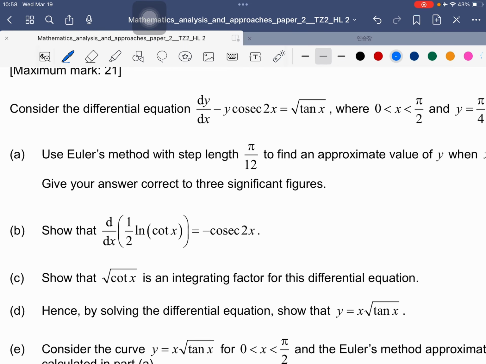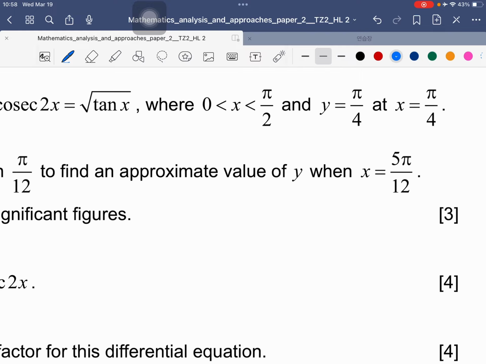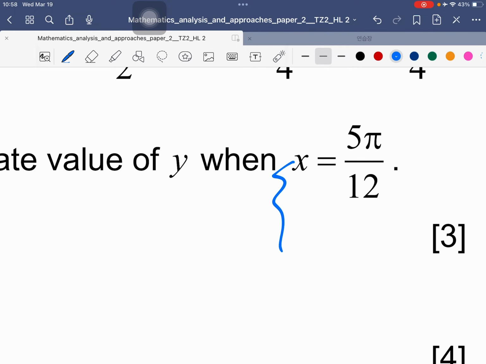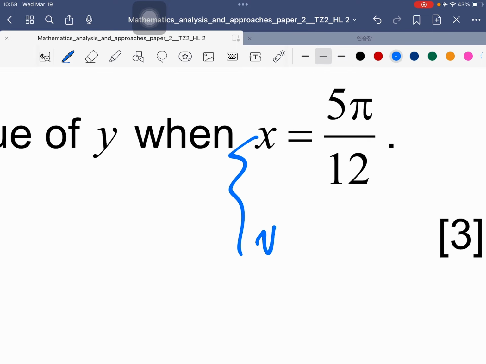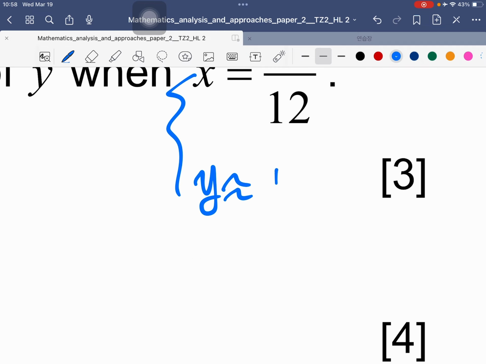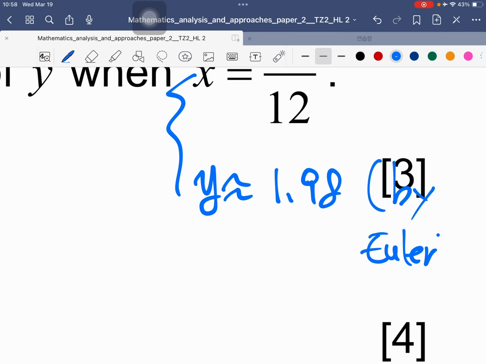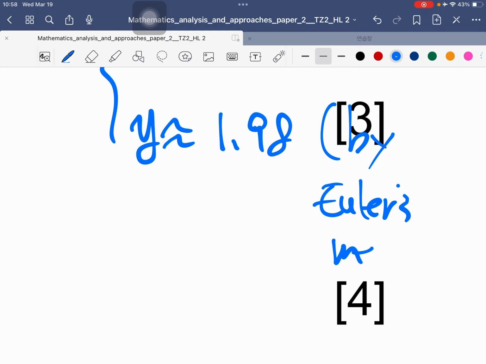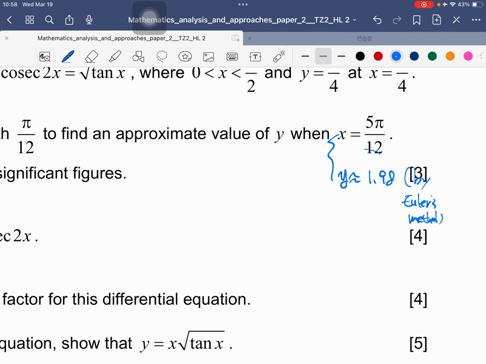So when x is 5 pi over 12, y is estimated as 1.98, which is by Euler's method. Okay, so the answer is this one.